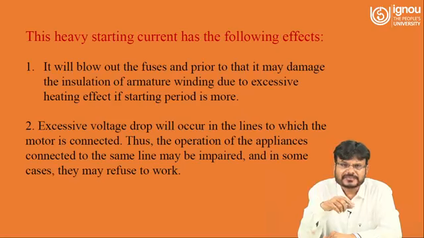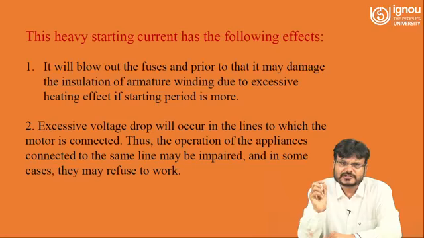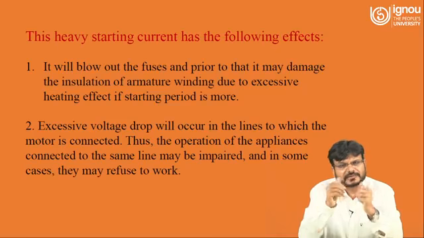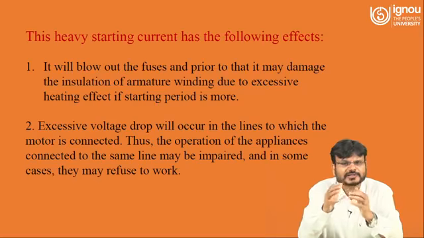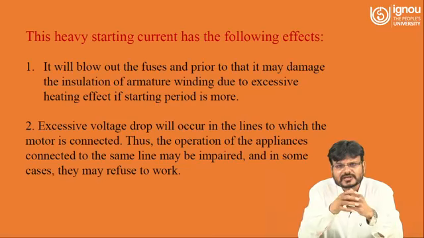Now this armature current is very high. That means I into R is very high, so there will be a huge voltage drop. Suppose you are applying supply voltage V, in numeric value, you are applying 230 volts. Some voltage is required to run the DC motor. Now due to this heavy current, the voltage drop is more.